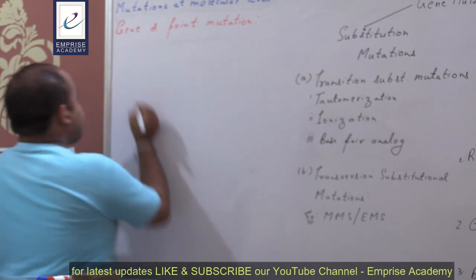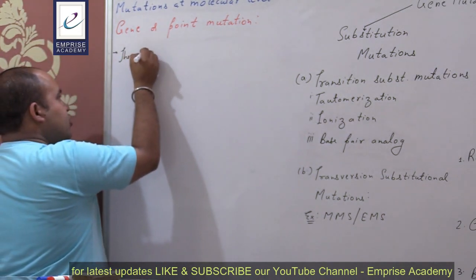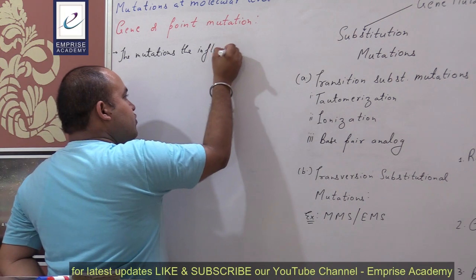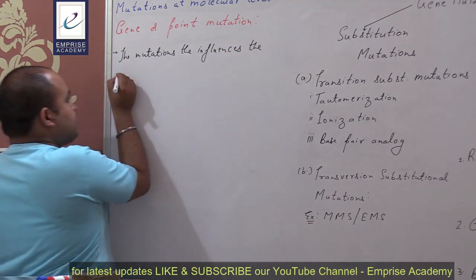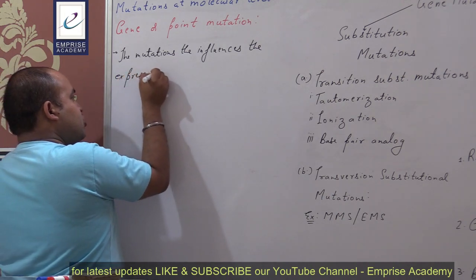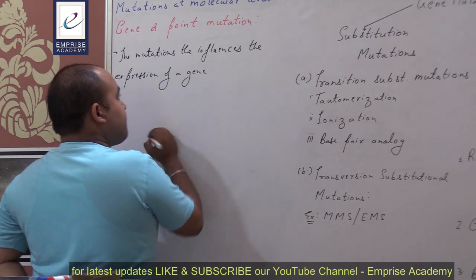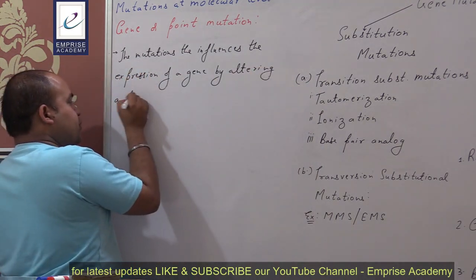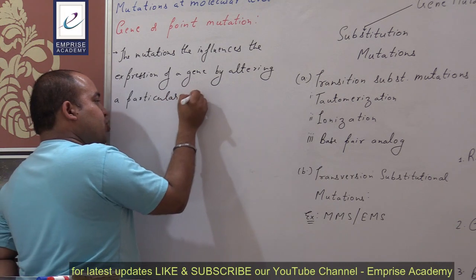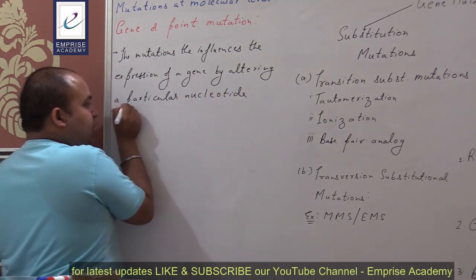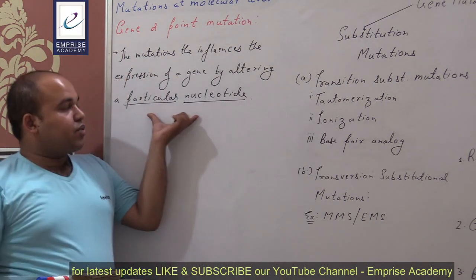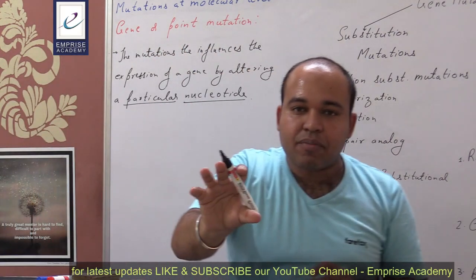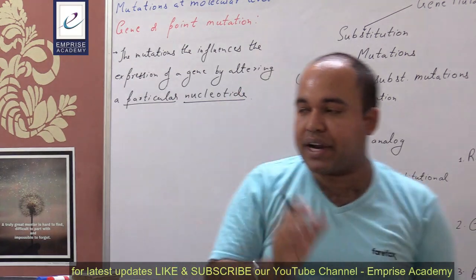So see, gene or point mutation: the mutations that influence the expression of a gene by altering a particular nucleotide. When a particular nucleotide is being altered, then such type of mutations are called gene or point mutation.